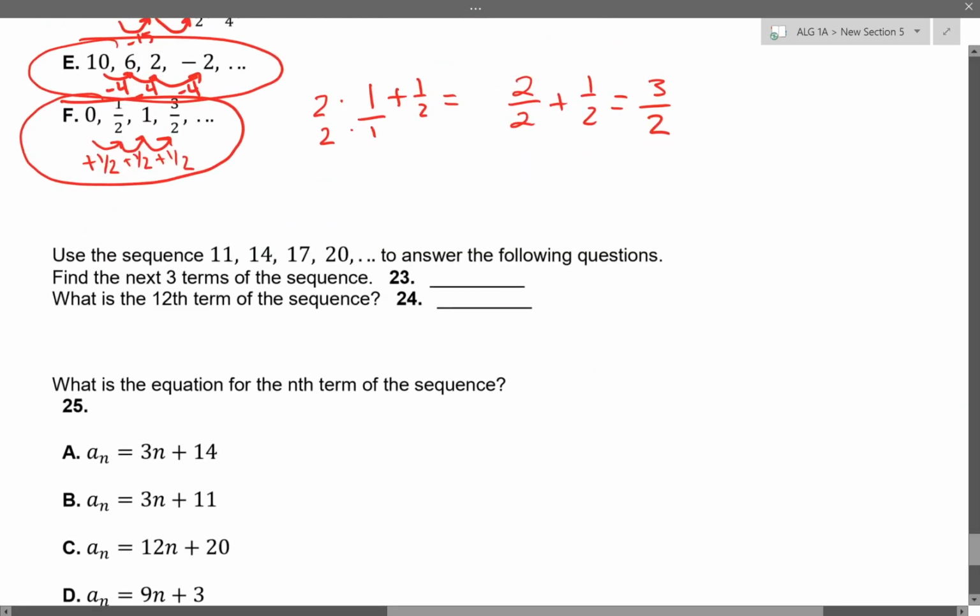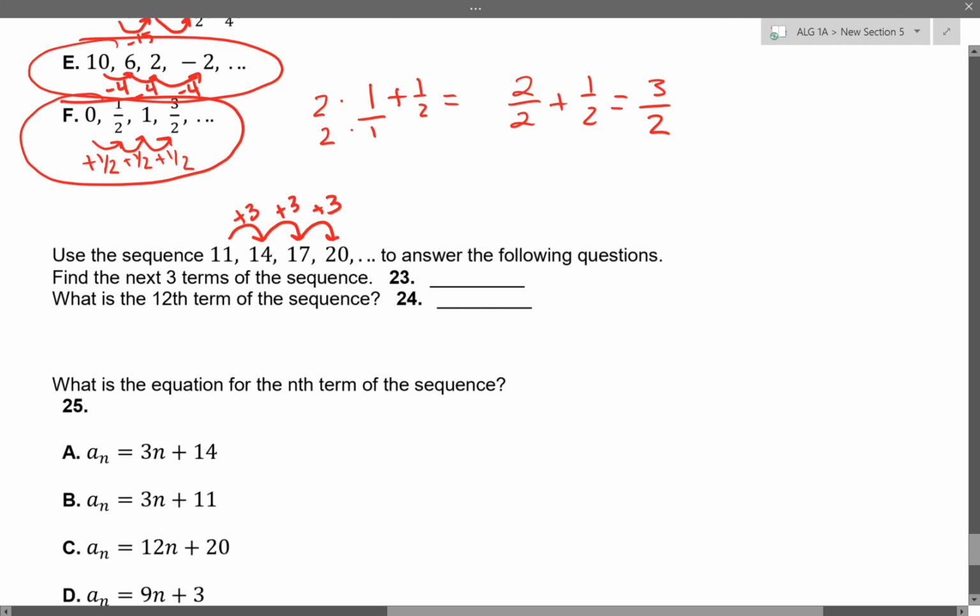Let's move on to question number 23 and 24. Use the sequence 11, 14, 17, and 20 to answer the following questions. Find the next 3 terms of the sequence. So first off, 11 to 14, 14 to 17, and 17 to 20. What is my rate? What's my change? What's happening here? What's my difference? Well, it's plus 3, plus 3, plus 3.